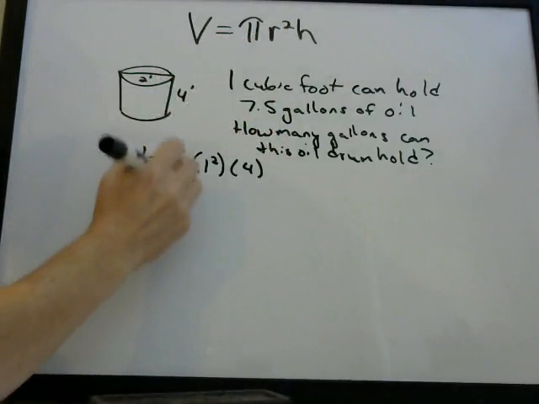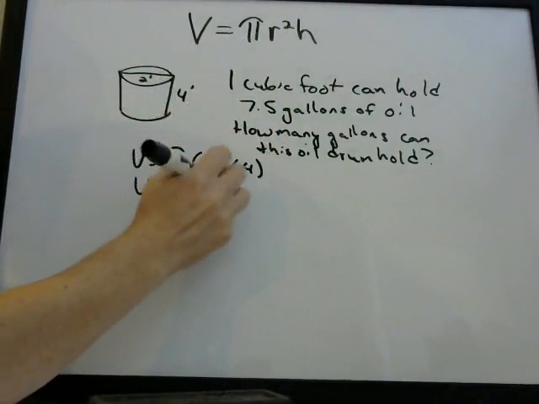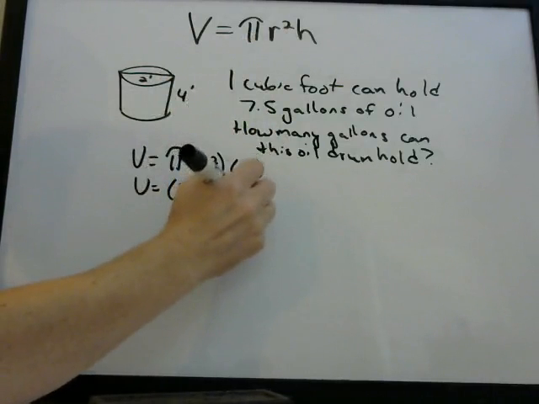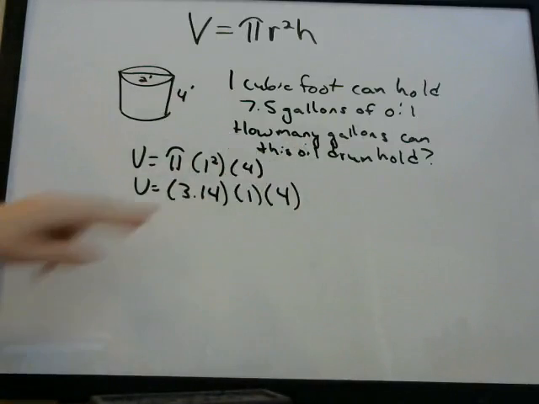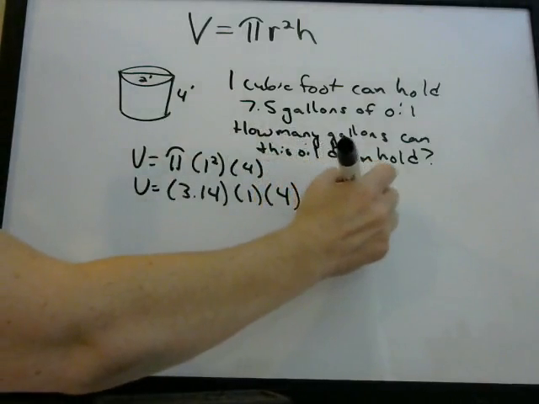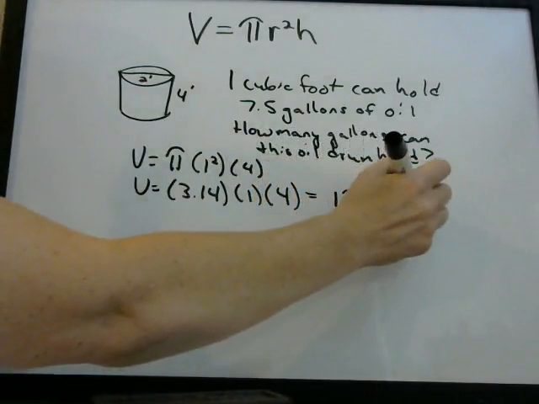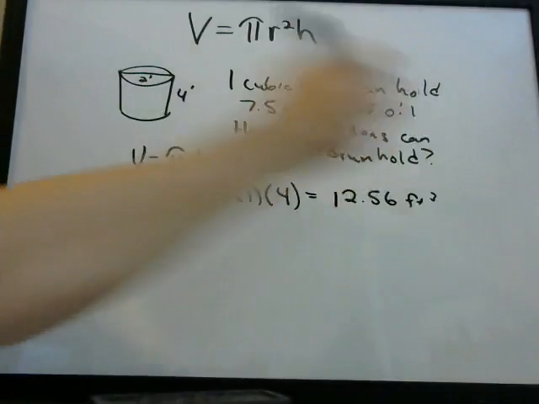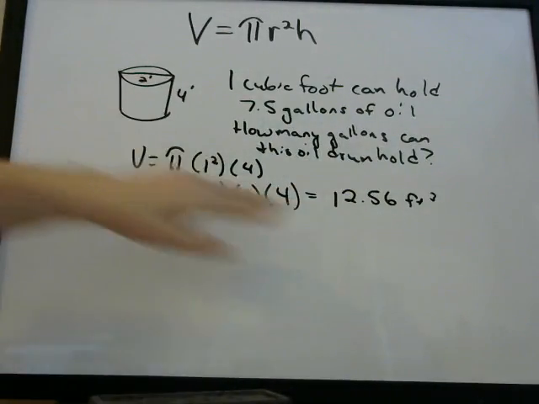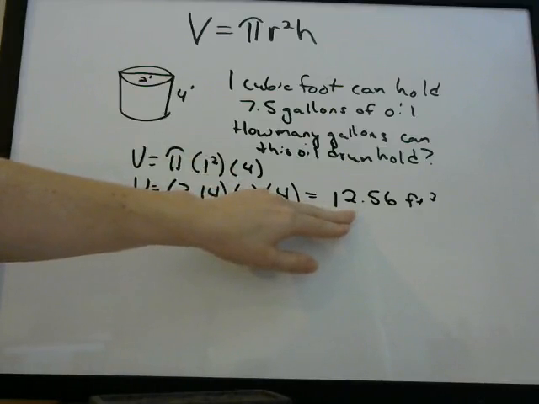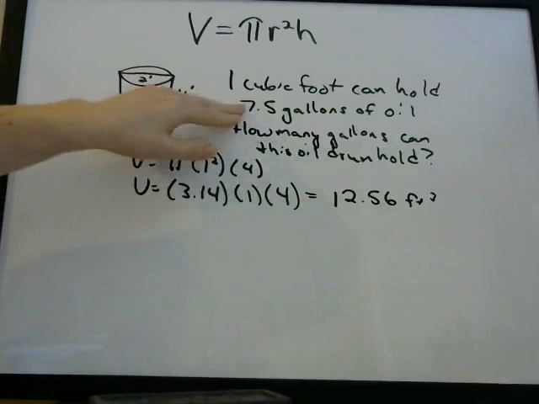So the volume, pi, is 3.14. 1 squared is just 1. 1 times 1 is 1. Times 4. So 3.14 times 1 times 4. You plug that into your calculator, and you get 12.56 cubic feet.